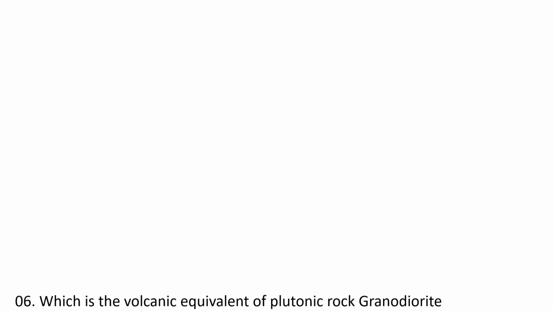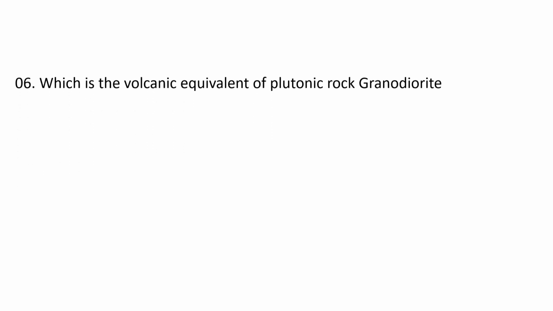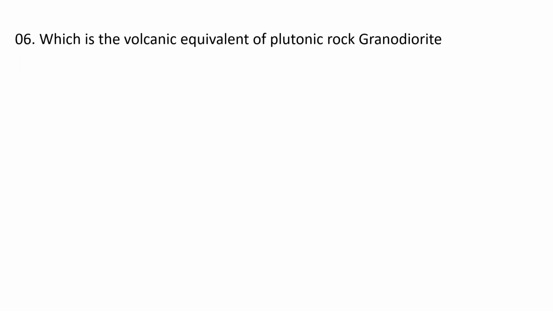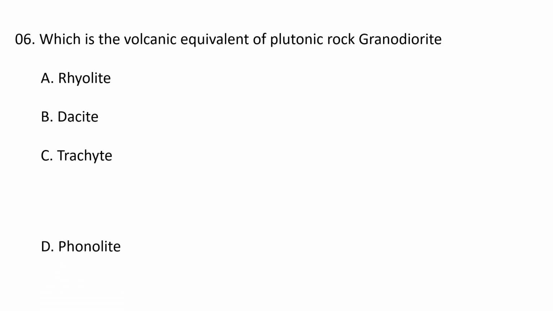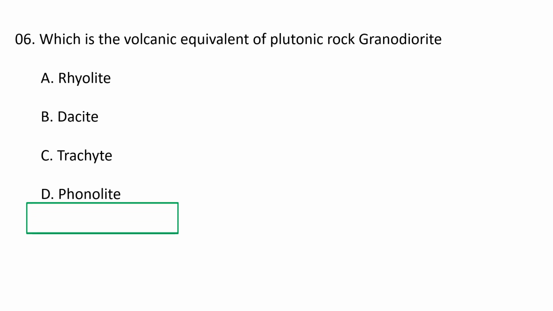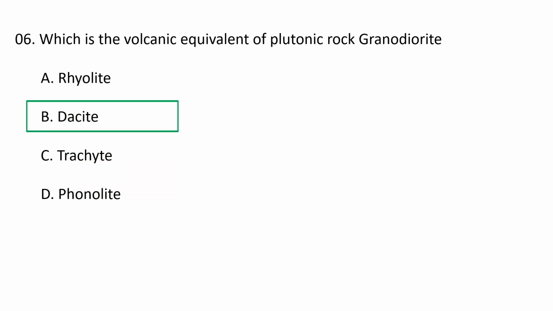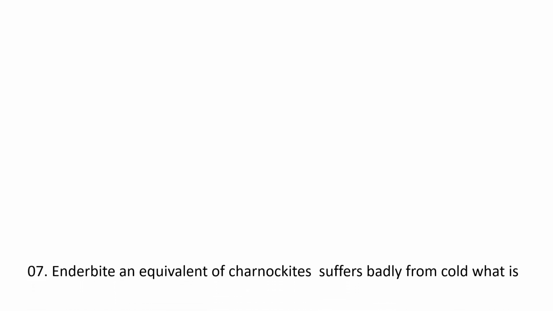Next question. Which is the volcanic equivalent of plutonic rock granodiorite? A. Rhyolite, B. Dacite, C. Trachyte and D. Phonolite. So volcanic equivalent of granodiorite is known as a dacite. So dacite is a volcanic rock that is made up of plagioclase feldspar, quartz and other minerals. Volcanic equivalent of plutonic rock granodiorite is known as a dacite. B is the correct option. Next question.